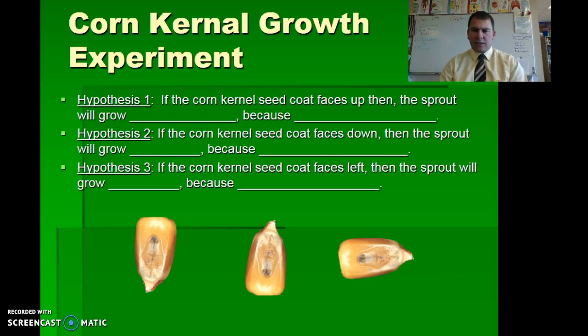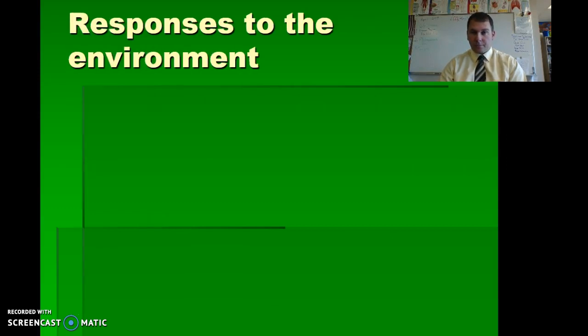First off, yesterday we set up the corn kernel growth experiment, and I realized that I spelled kernel wrong in the title. From there, you should have formed three hypotheses based on which way the corn kernel was going to grow as a sprout. Then you also drew a predicted pattern of how the growth would go from the germ in the middle of the monocot seed outward. So, let's talk about responses to the environment.